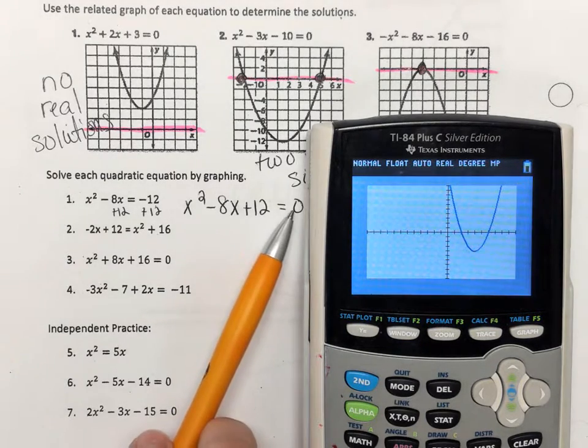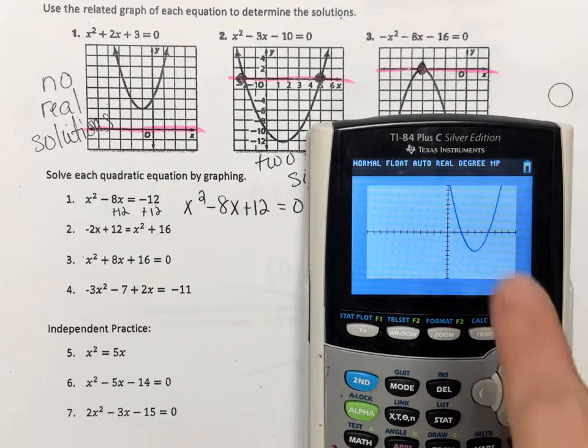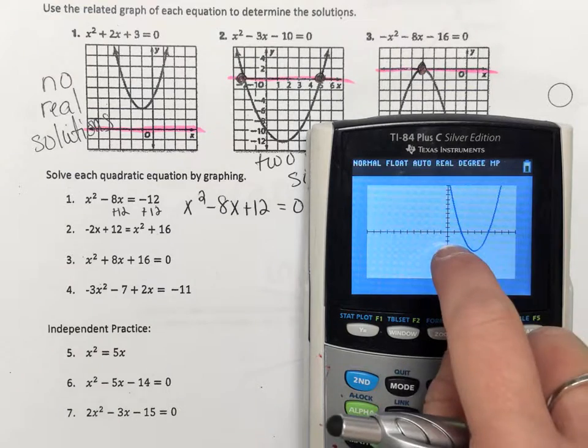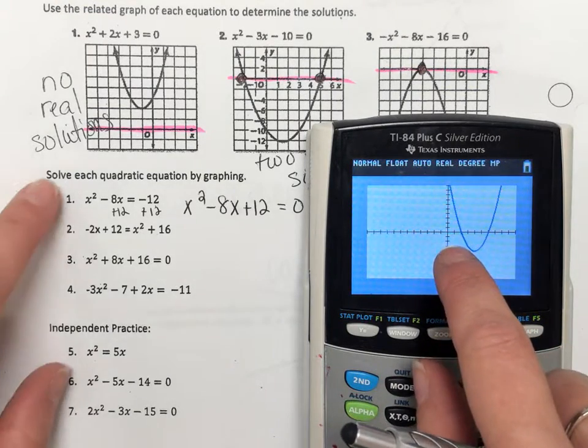Jack, the equal 0 just means that I can actually find out what x is, okay? So look at right here. How many times does it hit the x-axis? Twice. It hits it twice, but I'm not worried about that. It didn't ask me that. What it asked me was to solve.